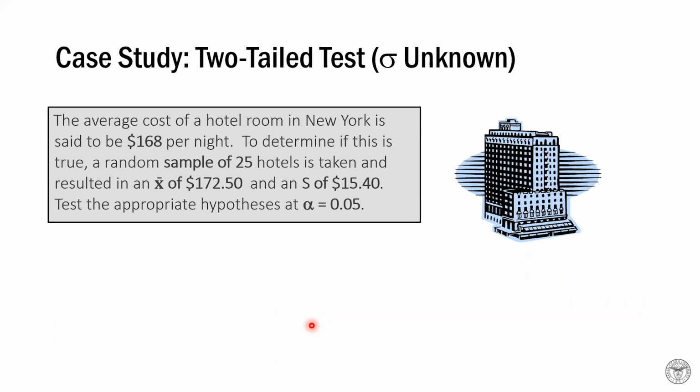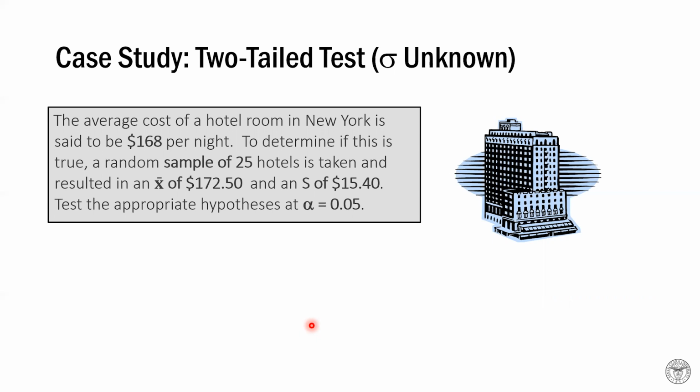We now investigate a two-tailed test. In this small case, the average cost of a hotel room in New York is said to be $168 per night. To determine if this is true, a random sample of 25 hotels is taken and resulted in an x bar of 172.5 and a standard deviation of 15.4. Our goal is to test the appropriate hypothesis at alpha equal to 0.05.